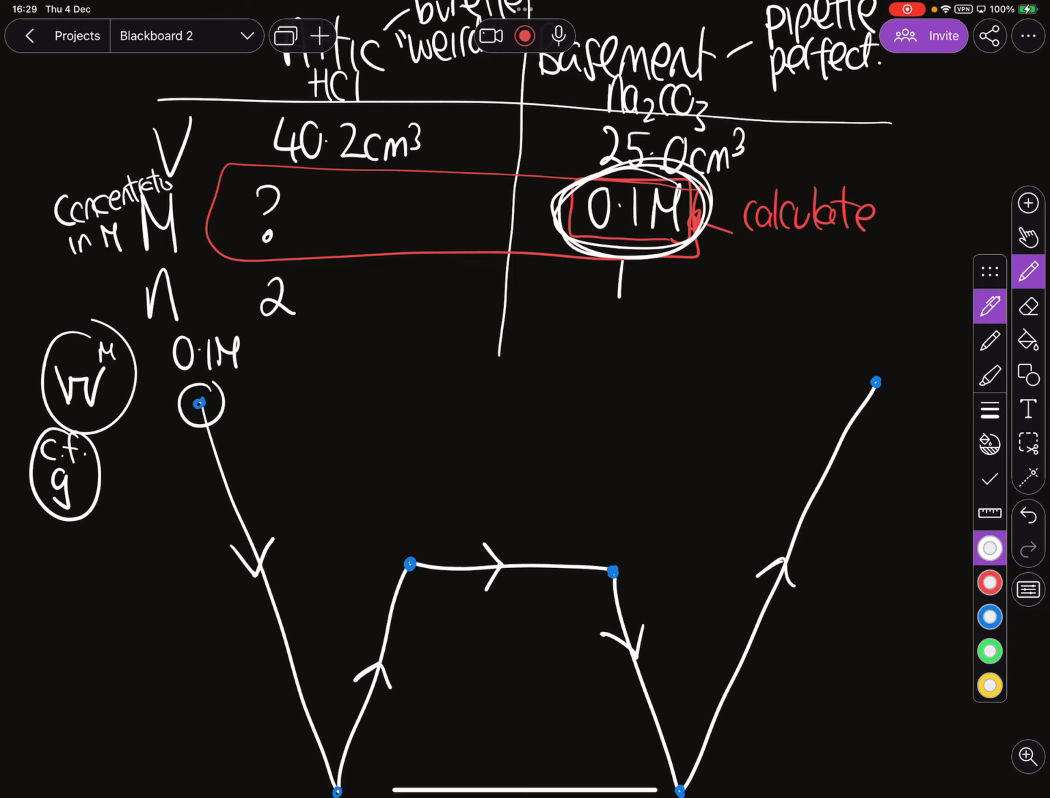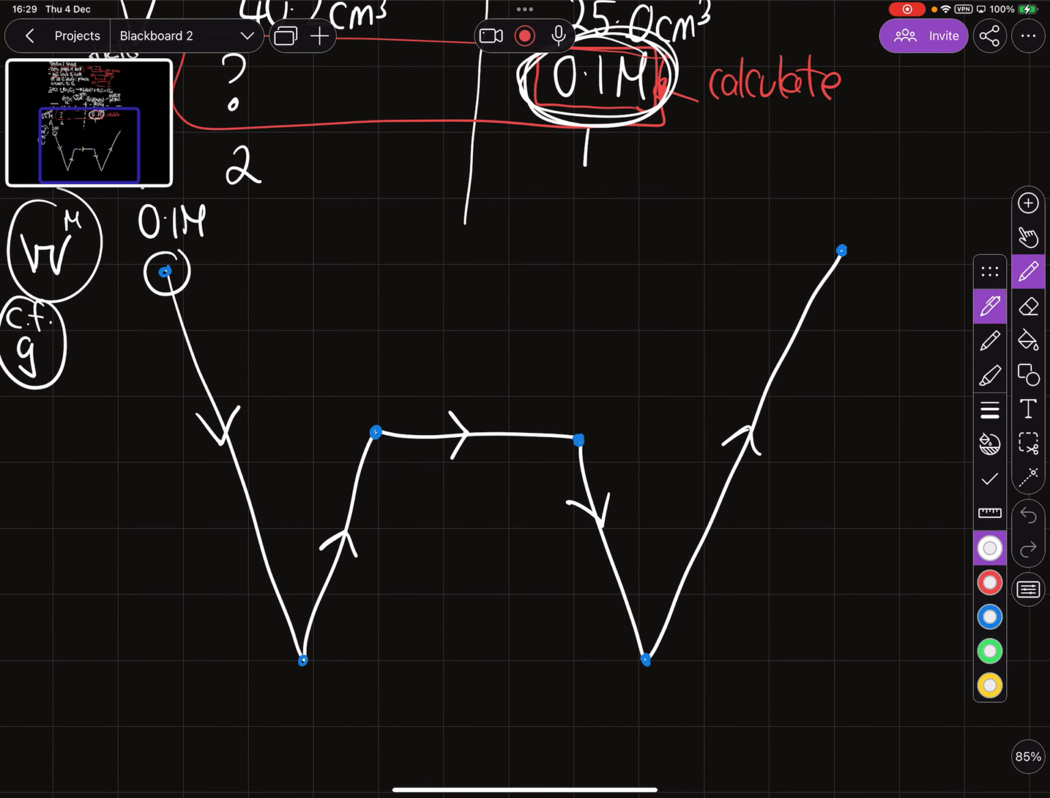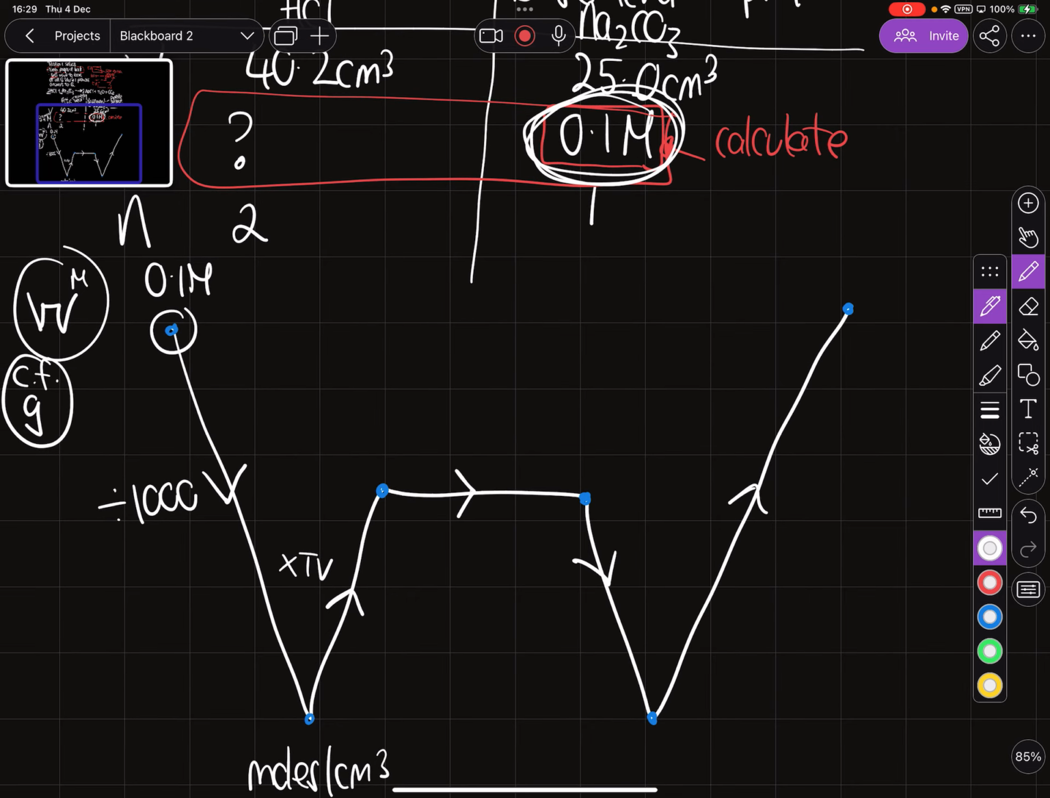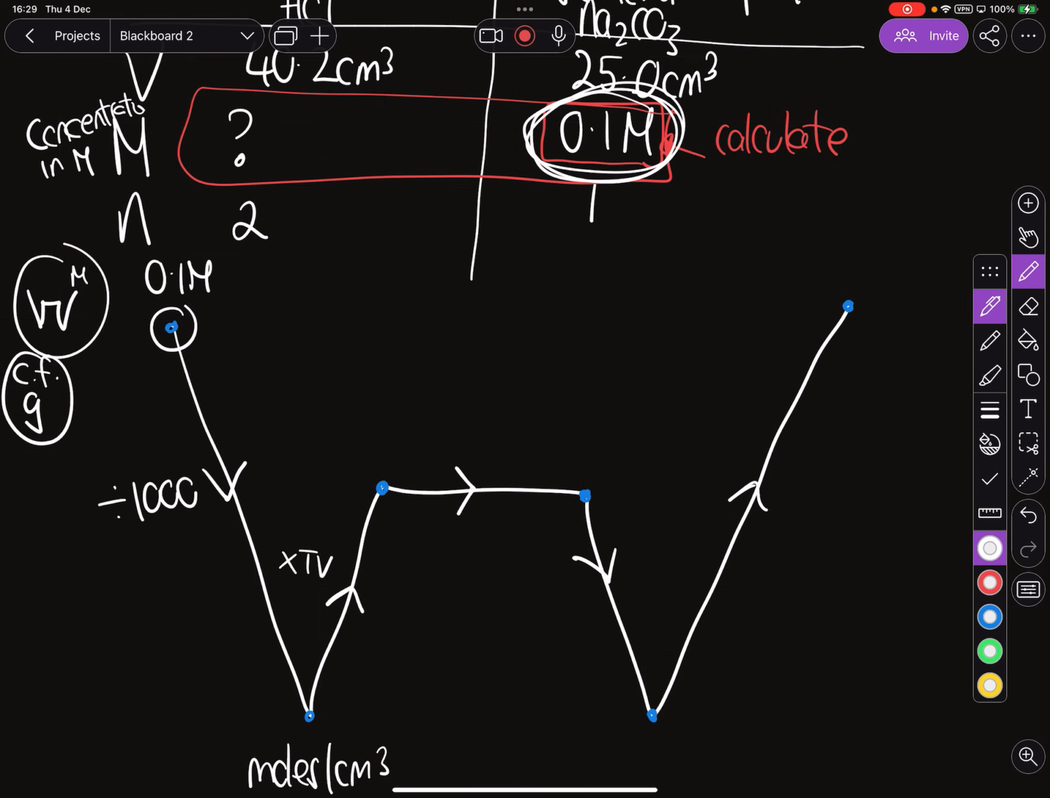So it's 0.1 big M. We know when we go down, we are dividing, and we're trying to get it into moles per centimetre cubed. So to do that, I'm going to divide my number by 1,000. On the next step, we're going up, and ups are always multiplications, and you are going to be multiplying by whatever your titer volume is for the sodium carbonate.